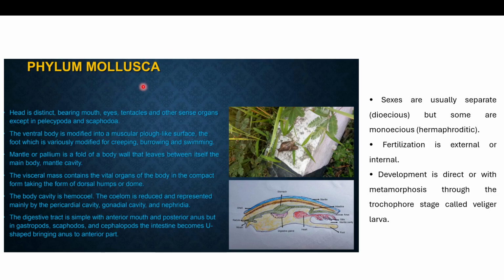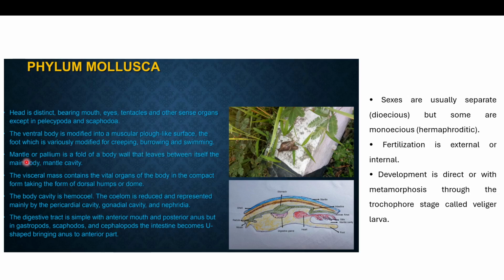Then we have mollusca, phylum mollusca, where the sexes are usually separate, but some can be hermaphrodites. Fertilization can be external or internal. Development is direct or showing metamorphosis through a stage called veliger larva. Head can be distinct, bearing mouth, eyes, tentacles, and other sense organs. The ventral body is modified into a muscular plow, the foot, which is variously modified for creeping, burrowing, and swimming.